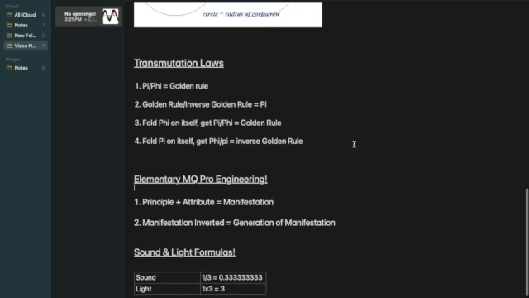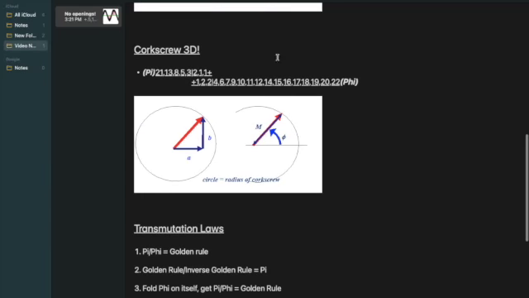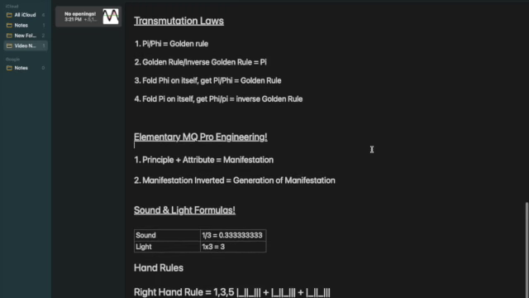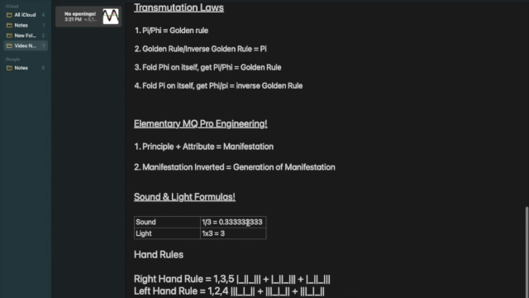Now we were talking about the left-hand rule, right-hand rule, going up, going down with phi and pi, and we're going to go down here to formulas for sound and light. I found some people find this difficult to understand. I'm not really understanding why.